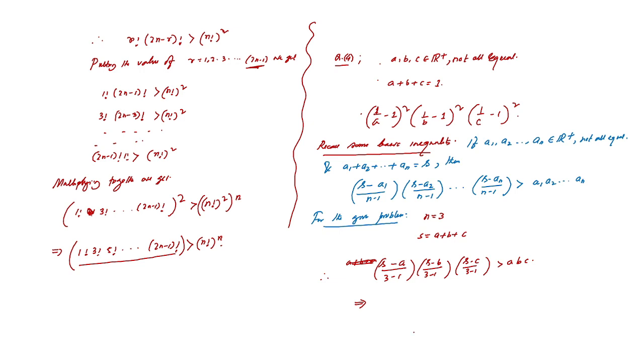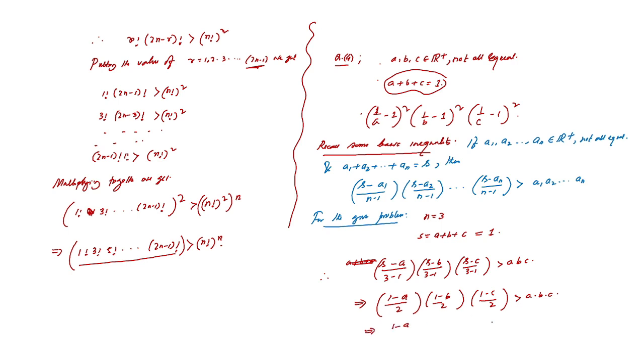So that means, what is S? S is basically A plus B plus C, and this value is given as 1. You will just see here, this value is 1. So that will be (1 minus A by 2), (1 minus B by 2), and (1 minus C by 2). This value is greater than A, B multiple C.